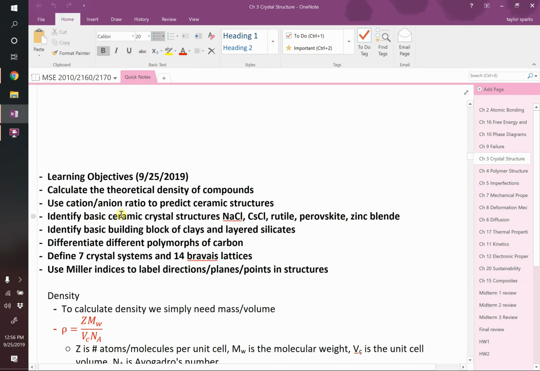We're going to talk about some basic structures that you should be aware of and be able to draw. Things like sodium chloride, cesium chloride, rutile, perovskite, zinc blende. We'll describe what those are. Then we'll introduce, you won't be expected to draw these, but I'm going to introduce some of the ideas of how clays and silicates work. We'll talk about carbon. And hopefully by the end of today, we'll have started the different crystal systems that exist and how to draw planes in these things. That's on the docket for today.